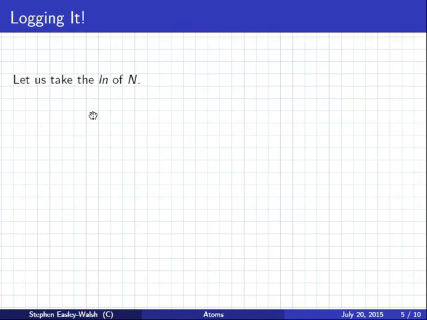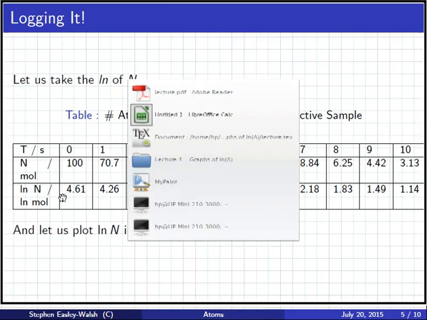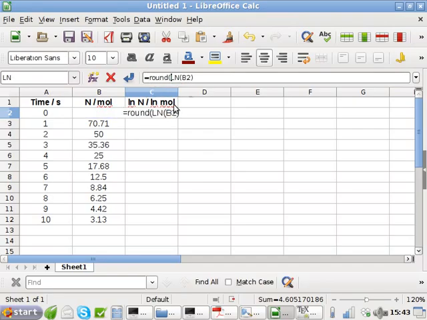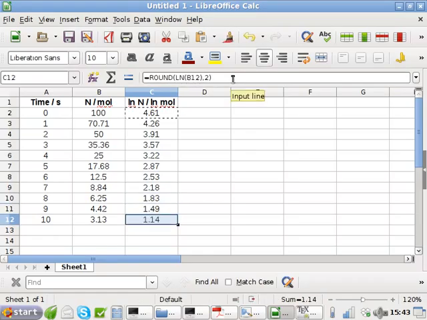So let's take the log of N. Here, it's the same table, except this time I have a new value, which is going to be the log of N, and the units will be log of moles. So this is just going to be the log of this number here. That's not too difficult. And I'll do two decimal places again. So here are the logs of all the numbers.